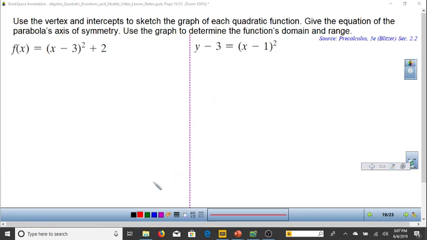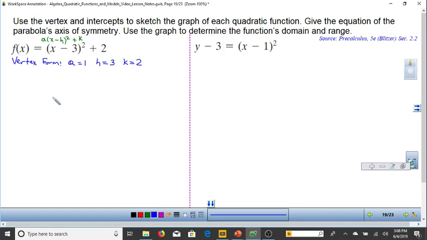But first, let's identify what we're dealing with here. If you notice, this function is actually in vertex form already. So I'm just going to indicate that the function is in vertex form. In this case, a is 1, and then of course vertex form gives you h is 3 and k is 2, because vertex form, as you recall, is a times x minus h squared plus k. And so you see the k is 2, h is 3, and a is 1.